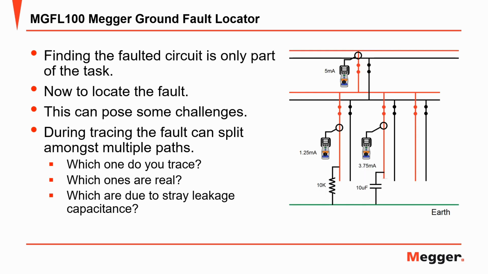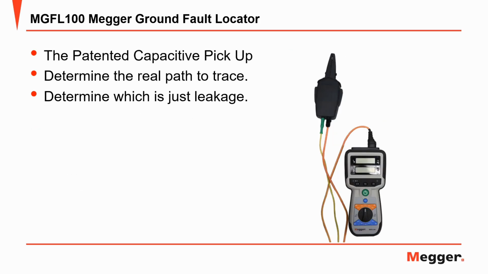Finding the circuit with the real fault is only part of the task. You now need to locate the fault. This can pose some challenges as well. During tracing, a fault can split amongst multiple paths. Which ones do you trace? Which ones are real and which are due to stray leakage capacitance? The MGFL100's patented capacitor pickup will allow you to determine which circuit has the real fault. This way you do not waste time tracing false paths.